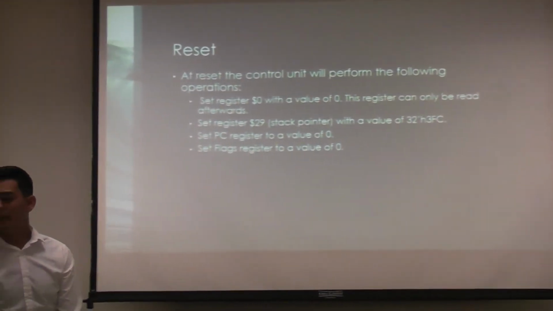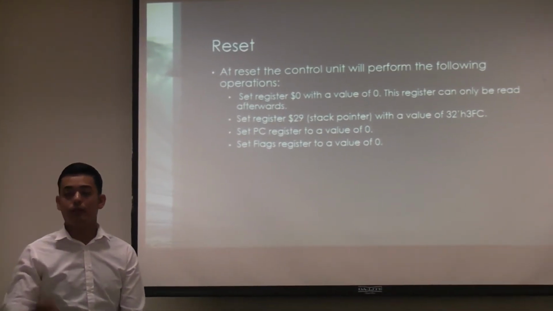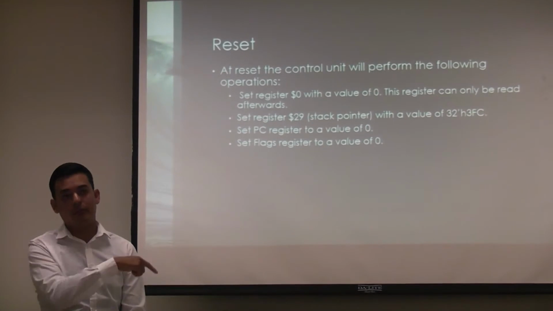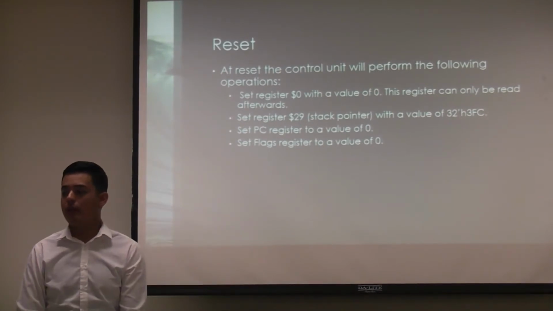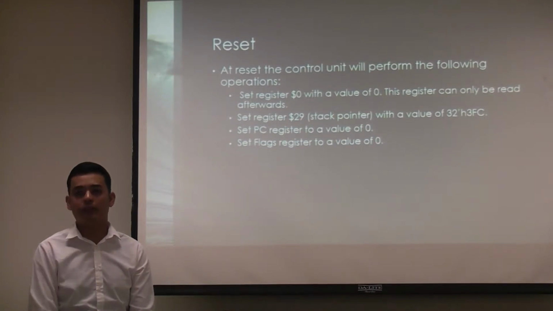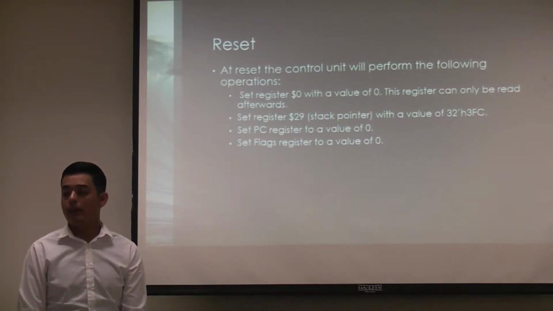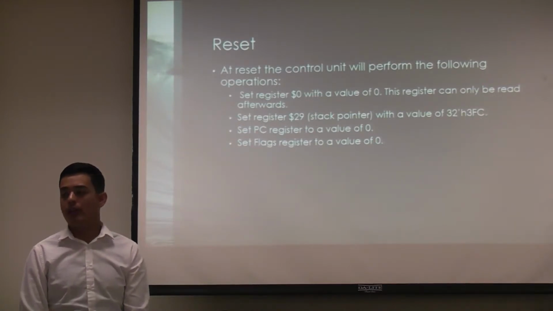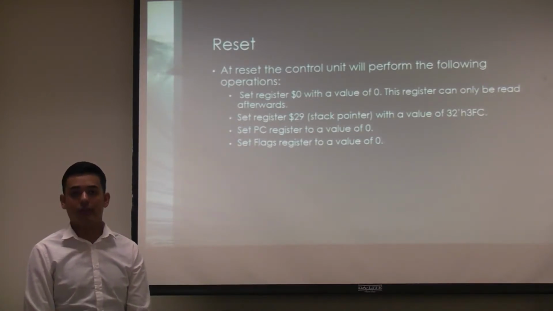At reset, the control unit will perform the following operations. It will set register 0, as I previously mentioned in a previous slide, to a value 0, and it can only be read afterwards. It cannot be modified. It would also set register 29, the stack pointer, to a value of 3FC. It will set the PC register, the program counter, to a value of 0, and it will set the flags register to a value of 0.